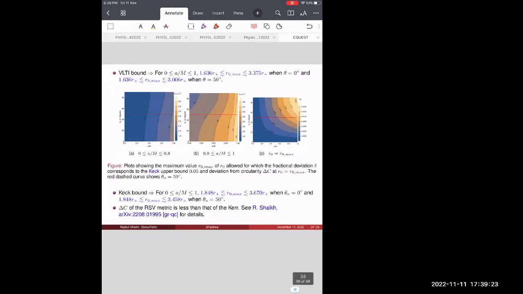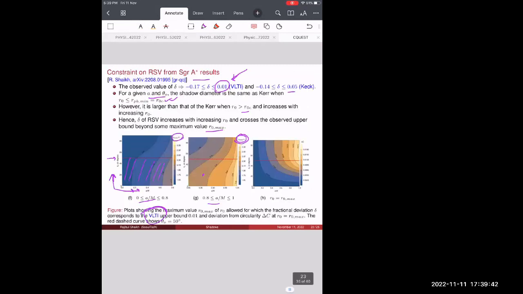Similarly, we do it for the cake bound also, and we found the R0 max, so this is the allowed range. Although in the Sagittarius A paper they have not provided any constraint on the deviation from circularity, we just plotted it here for completeness.